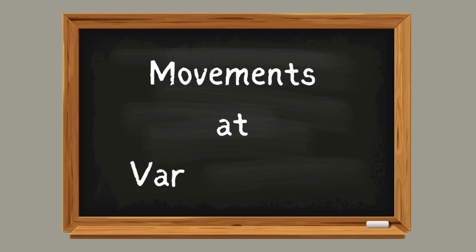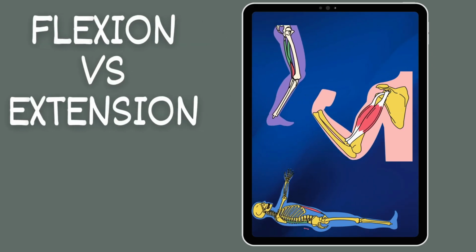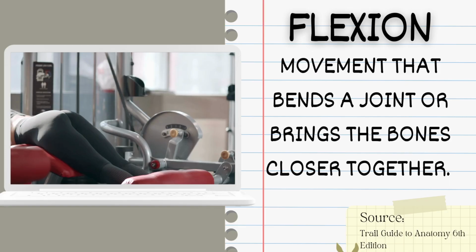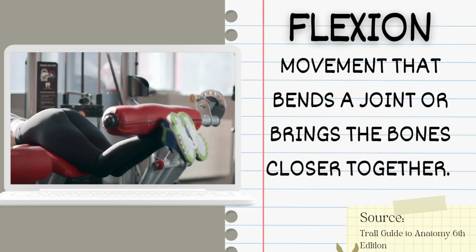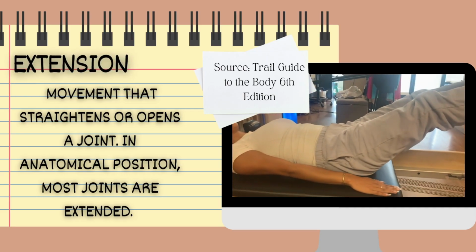Our next category is movements at the joints. Your joints move in a variety of different directions, and the body parts attached to those joints are going to follow those movements depending on the type of joint. The first movement at the joint we're going to look at is flexion and extension. Flexion is when the bones get closer together. And then extension would be the opposite to that, when the bones move farther apart.